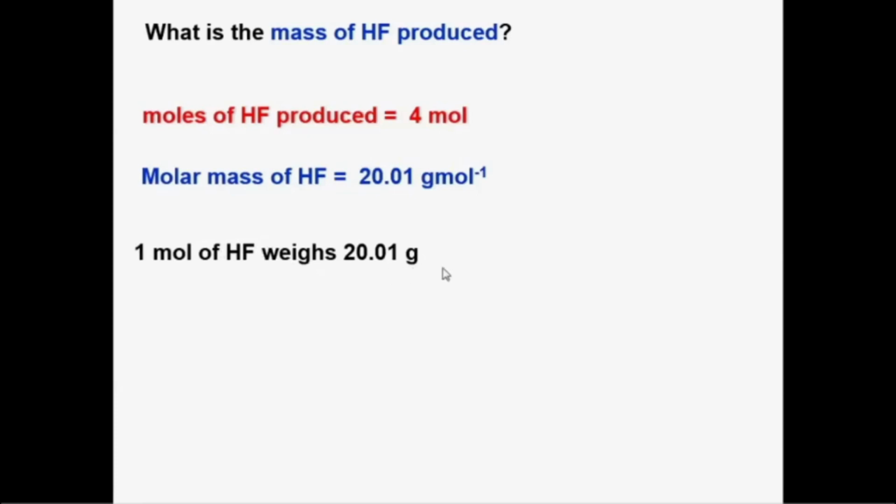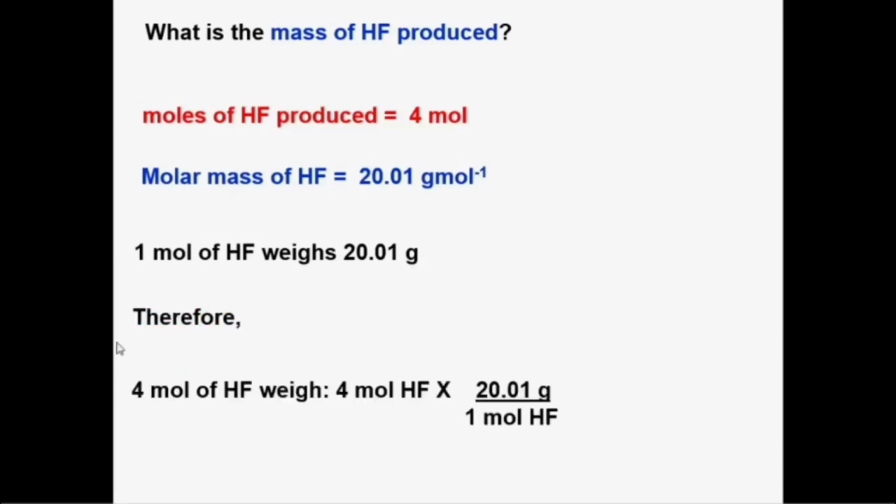But we don't have 1 mole of hydrogen fluoride. Instead, we have 4 moles of hydrogen fluoride. So 4 moles of hydrogen fluoride should weigh, if we calculate this, what is the answer? The mass of hydrogen fluoride produced in this reaction is 80.04 grams. So this is the case if we want to know the mass of hydrogen fluoride produced in this reaction.